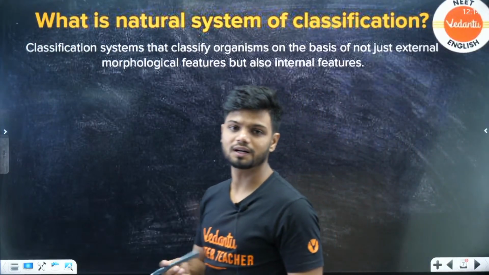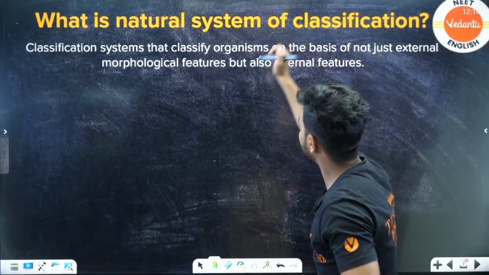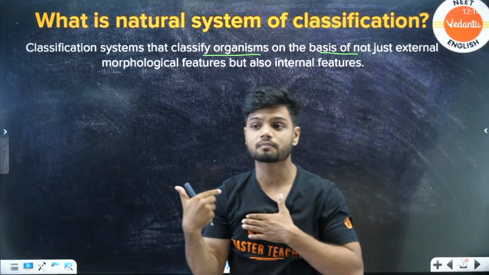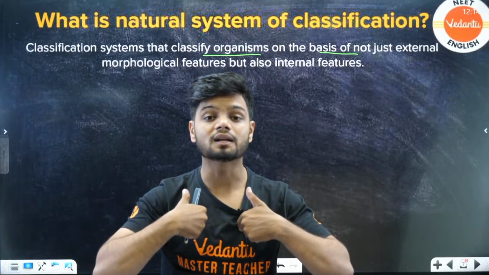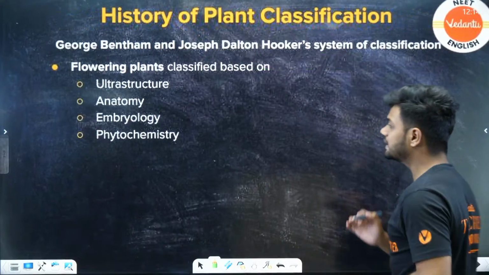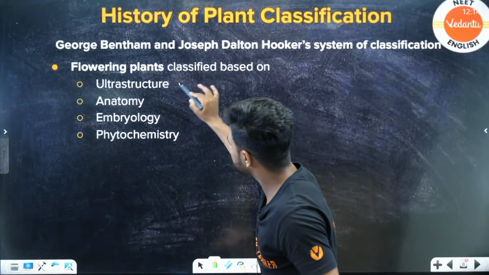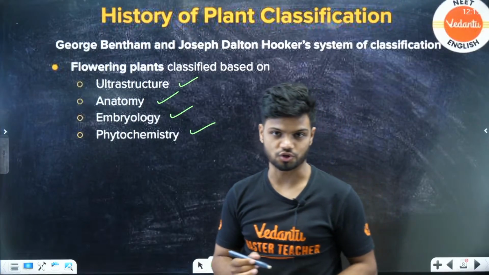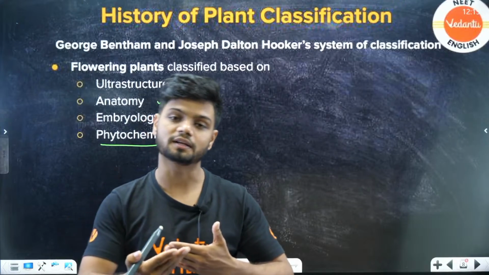In the natural system of classification, we classify organisms on the basis of not just external morphology, but also the internal anatomy and internal features. The internal features mainly include the cytotaxonomy, the ultrastructure, anatomy, embryology, and also phytochemistry. What is phytochemistry? Phytochemistry is nothing but the different types of chemicals a plant releases.